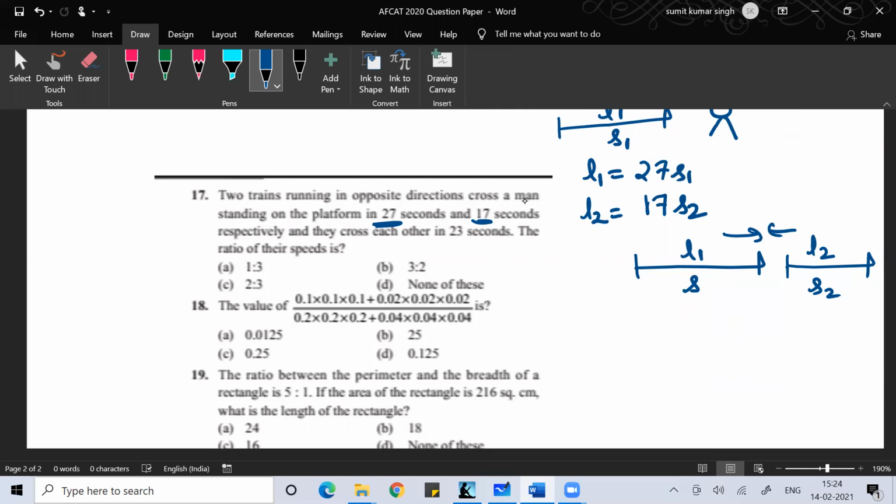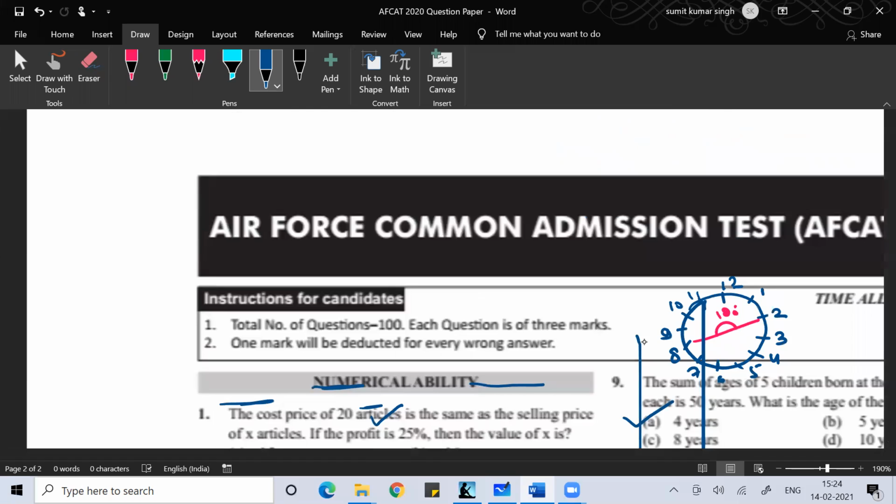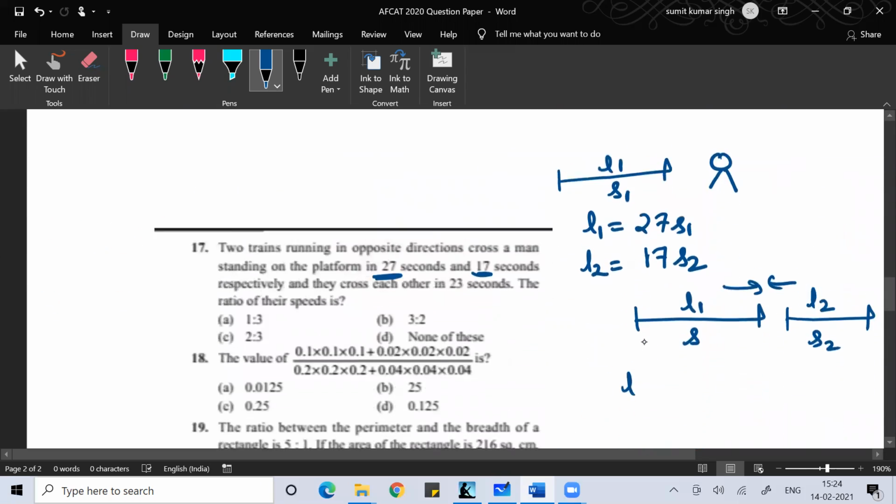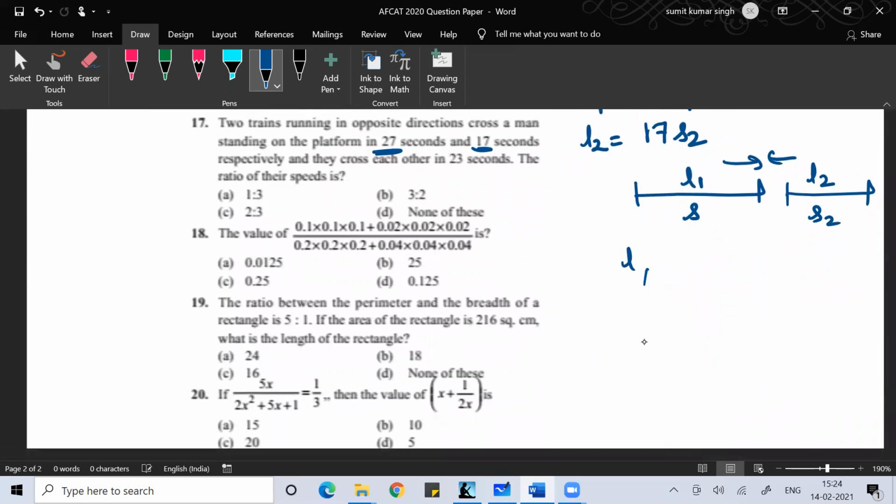The total length is always L1 plus L2. Because they're moving in opposite directions, the relative speed will be S1 plus S2. And the time is 23 seconds. So I can write 23 into S1 plus S2.